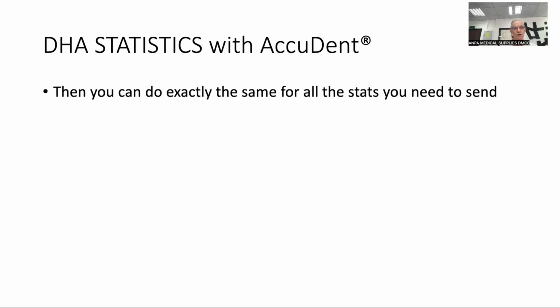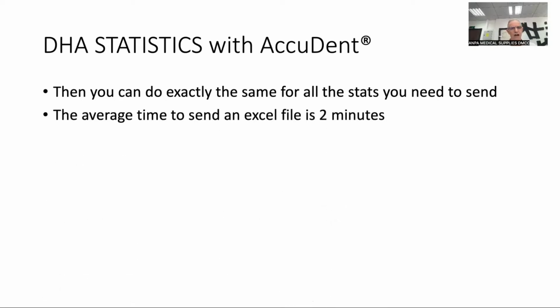Then you can do exactly the same for all the stats you need to send. I have shown you how to do it on number 15, but it's exactly the same for numbers 37, 38, and 39. The average time to send an Excel file will be 2 minutes if you are slow. So it's very easy to take care of the statistics. No need to spend time on that, and no mistakes. No risk of mistake.